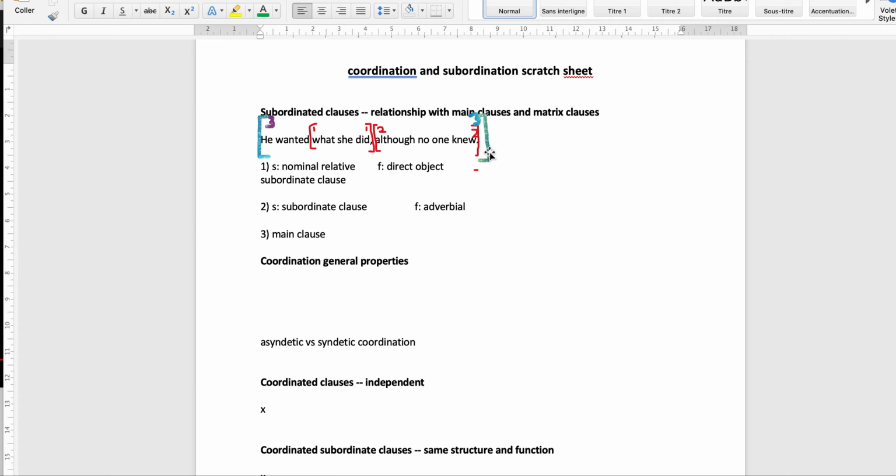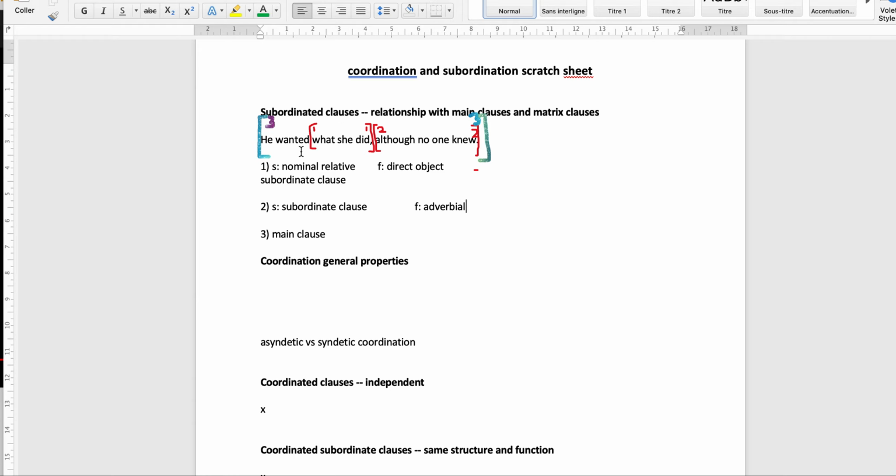Okay, one thing that's a good thing to be aware of. Also, notice about adverbials: when we have a subordinate clause adverbial, we can usually change the order. We saw that order is important, but when they're subordinate, it will not change the meaning. So I can say, although no one knew, he wanted what she did. We just reversed these two parts of the sentence, and that worked well.